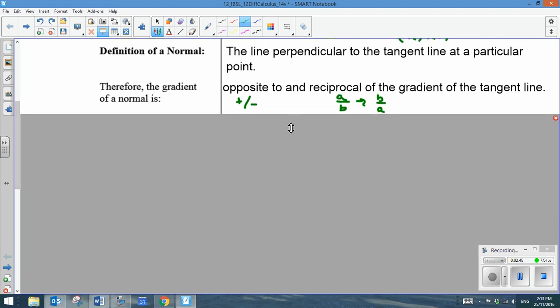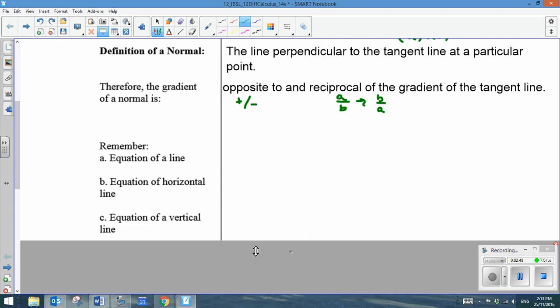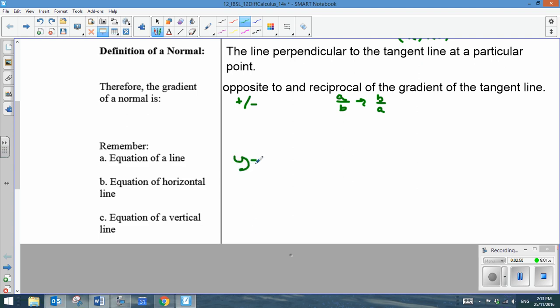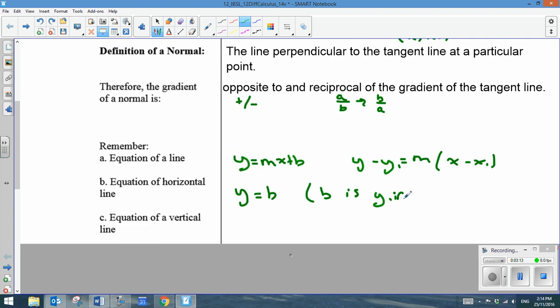A couple more items to keep in mind. The equation of a line in general, you guys know you can always write y equals mx plus b if you have the y-intercept and the gradient. You could also use a point and the gradient if you have a point, so y minus the y value equals your gradient times x minus your x value. And then remember your horizontal line, the equation is y equals b, where b is just your y-intercept. And the same deal for your equation of a vertical line, x equals a, where a is your x-intercept.